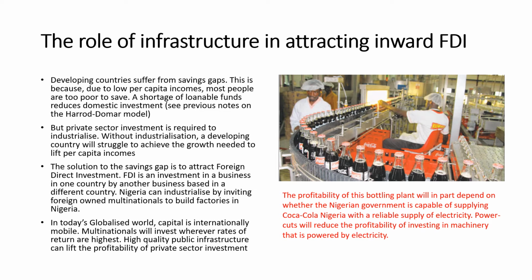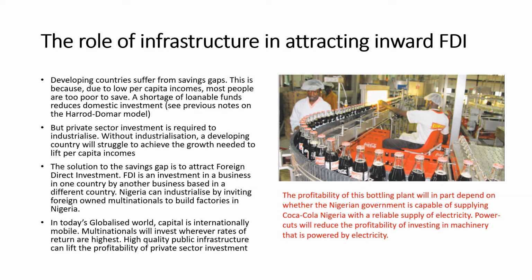Okay, so what's the role of infrastructure in attracting inward FDI? So as we know, developing countries suffer from savings gaps. This is because due to low per capita incomes, most people in developing countries are too poor to save. So a shortage of loanable funds reduces domestic investment. And if you are a bit unsure on that, you need to look back on the material we did on the Harrod-Domar model.